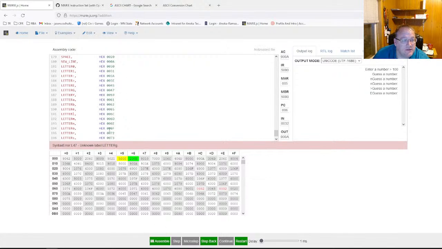Click assemble. Now we need a G, E, F. So letter G, hex 00. So E is 5, F is 6, G is 7.